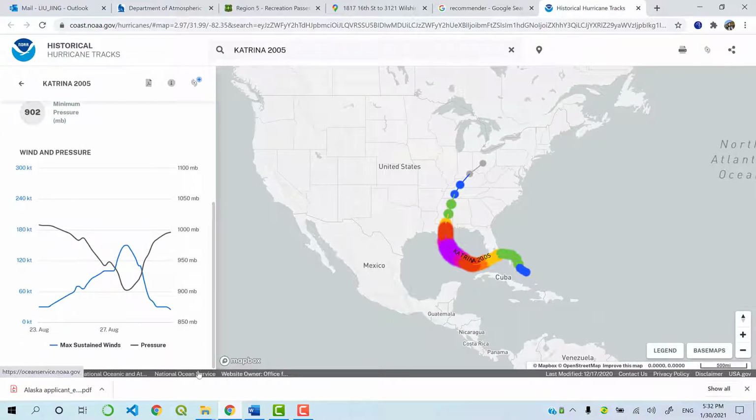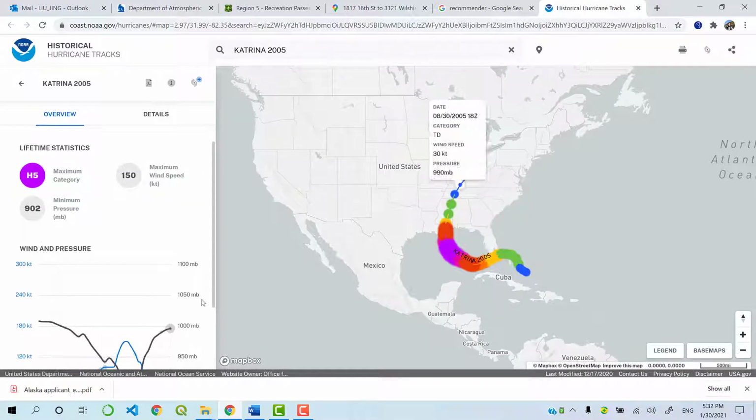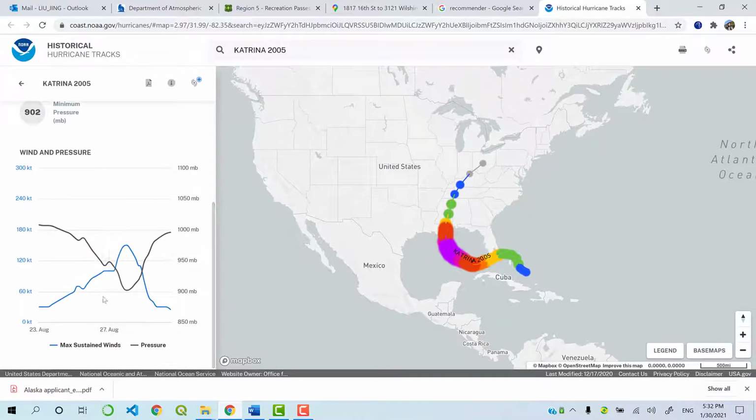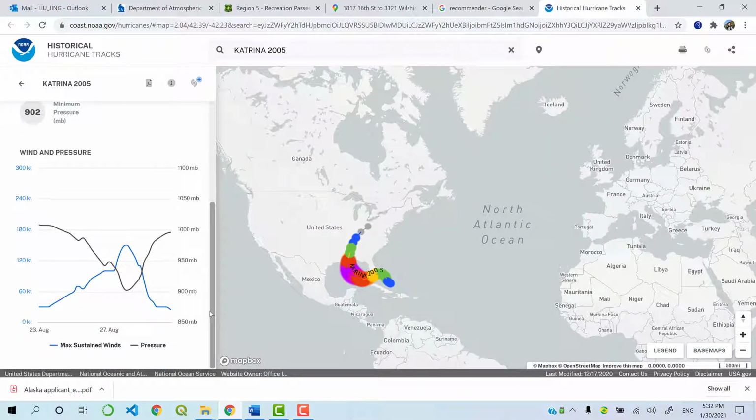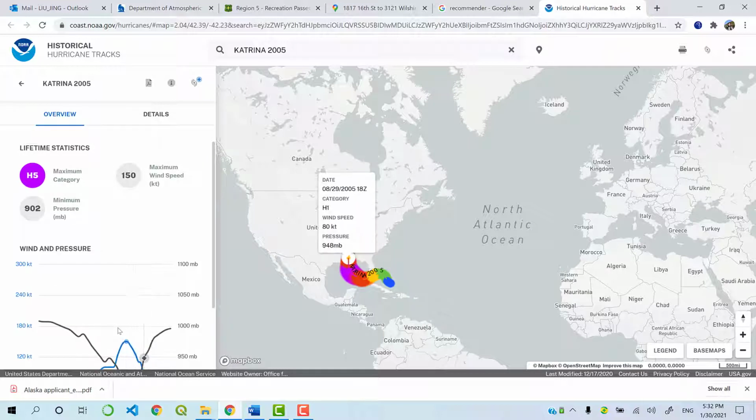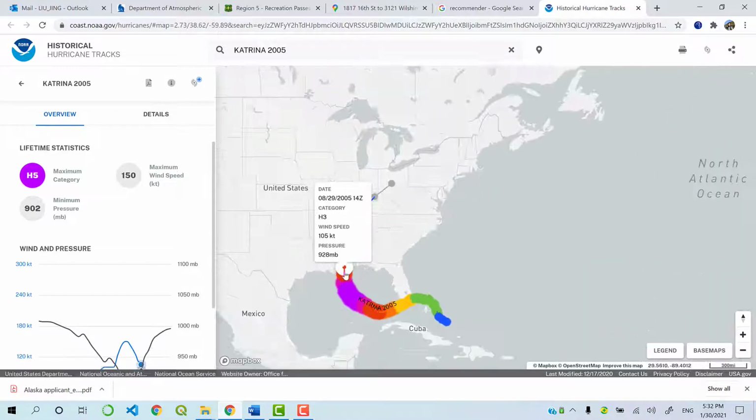For example, when the pressure goes down to the highest strength, then you can see how the wind changes. I cannot hold it, but you will see the wind speed and pressure, how they change together, and when and where it changes.